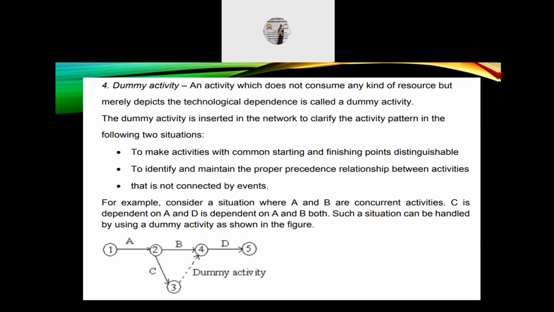For example, consider a situation, look at the figure also when I say it. Consider a situation where A and B are concurrent activities. C is dependent on A, and D is dependent on A and B both. Such a situation can be handled by using a dummy activity as shown in the figure.